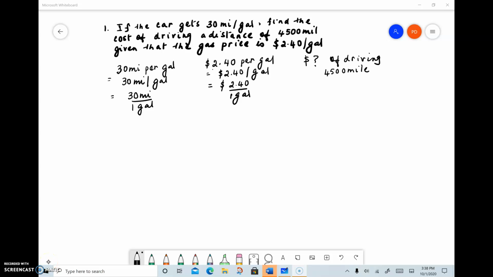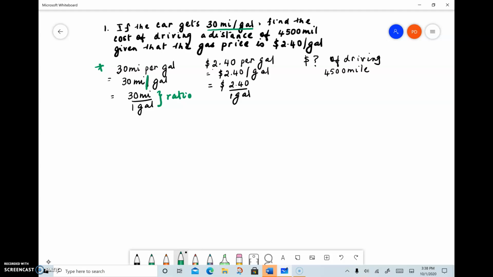Let's start by reading the question quickly. So we have a car that gets 30 miles per gallon. And what does that mean? Let's write that down. 30 miles per gallon is the same as 30 miles / gallon, which is the same as 30 miles over 1 gallon. So we write it as a ratio.